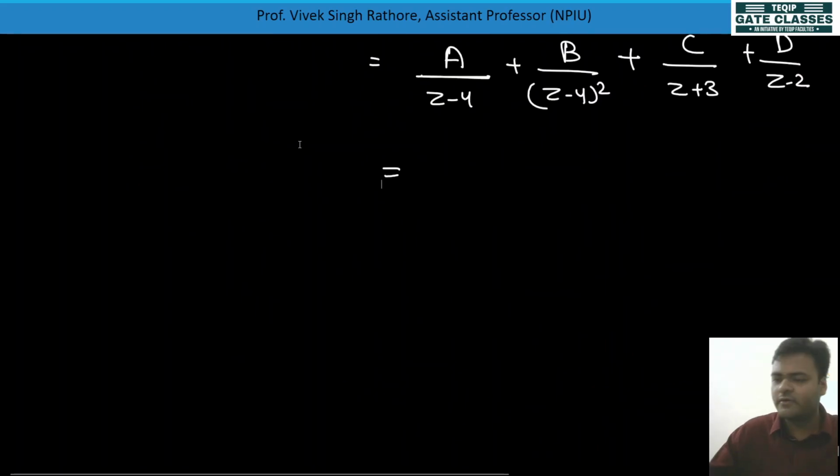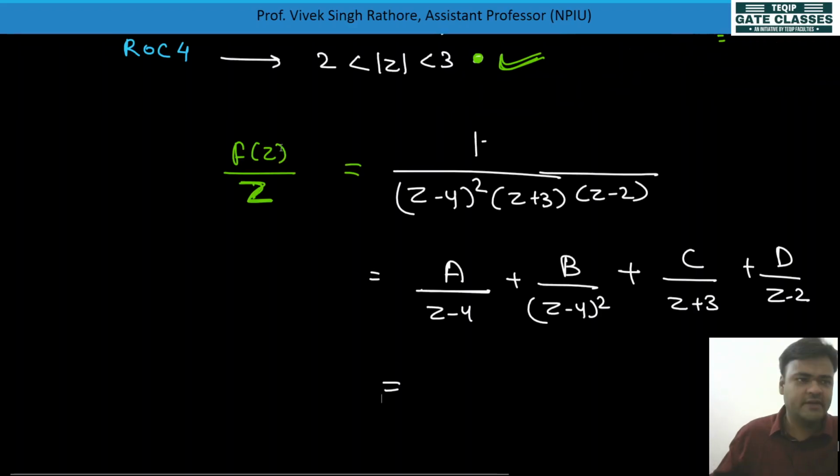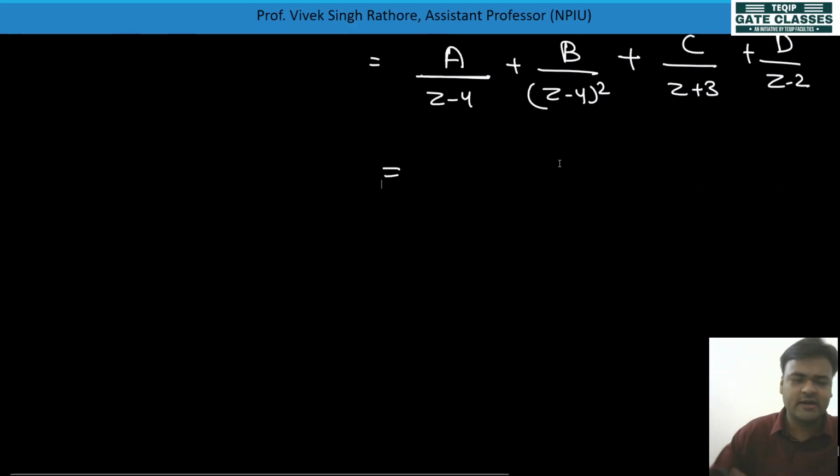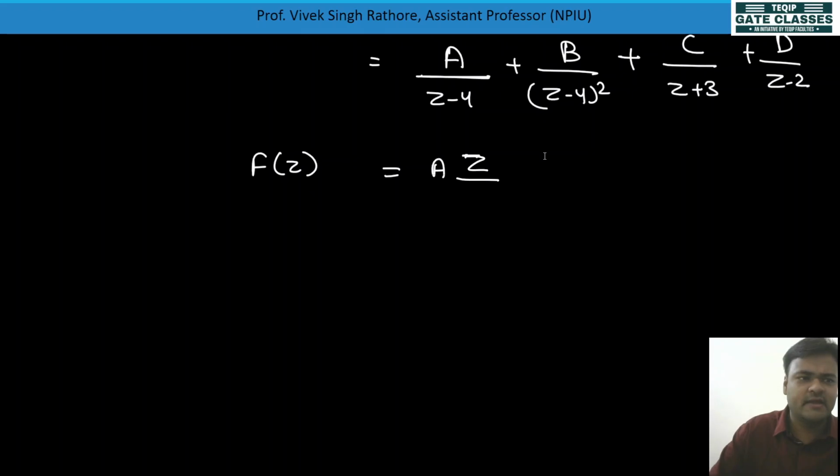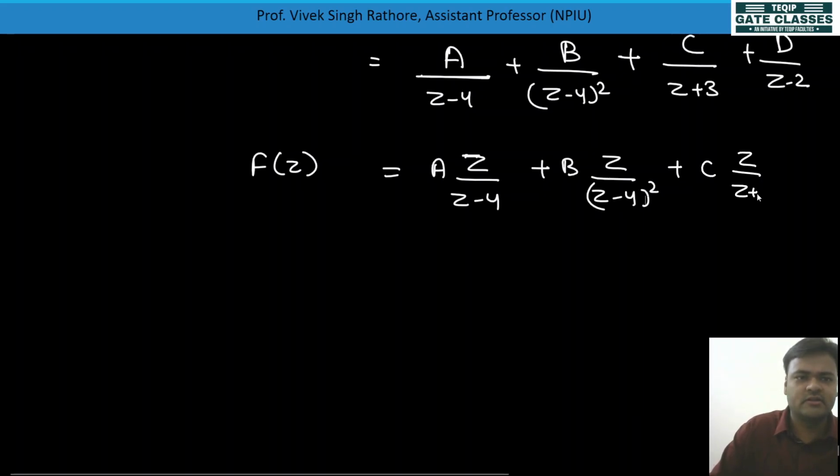Now we can take our z value again to the right hand side after partial fraction. So again f of z will be a times z by (z minus 4), plus b by (z minus 4) square, plus c by (z plus 3), and plus d into z by (z minus 2). Now see, what you need is f of n, so ultimately you need to take the inverse z transform.